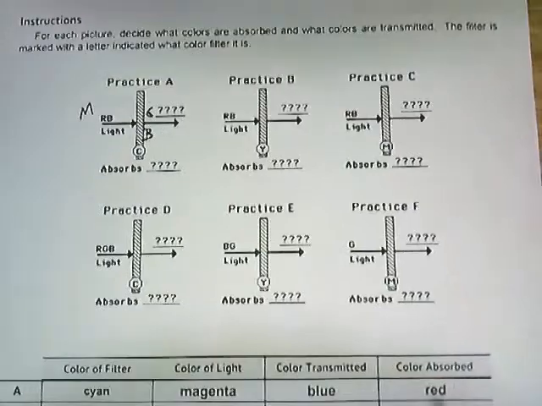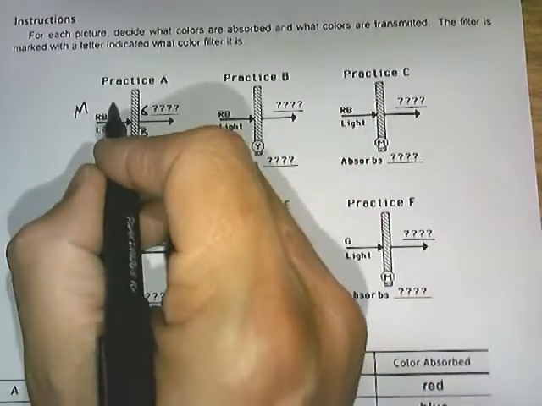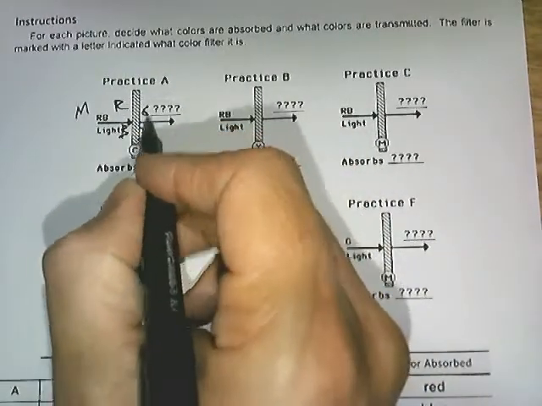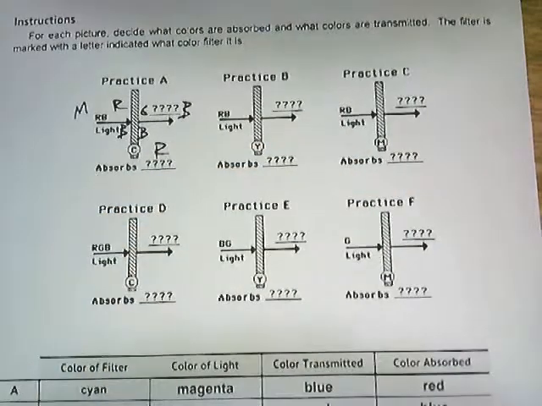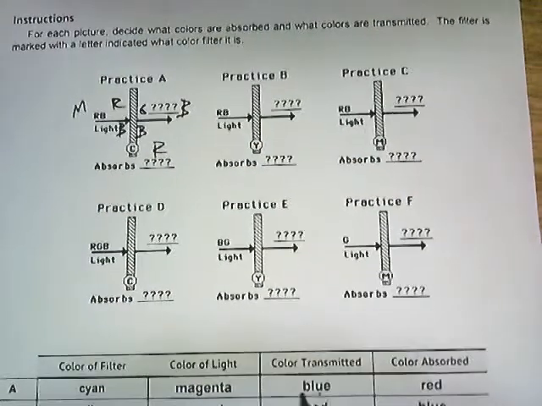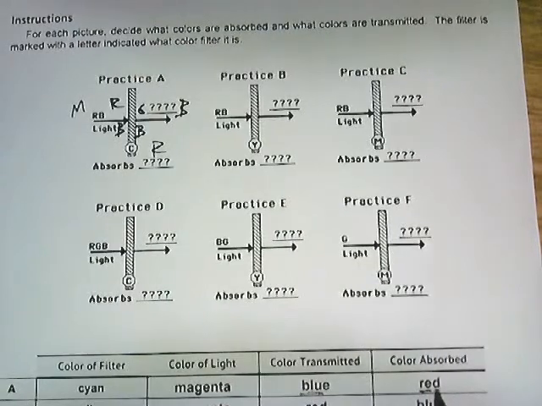Well, let's see. That means that blue is going to be transmitted, right? So I've got red and blue. This cyan filter is going to allow blue through, and it's going to absorb the red. So what color is transmitted? I have blue. What color is absorbed? Here I have red.